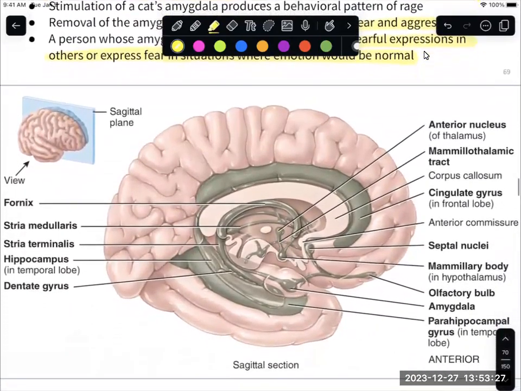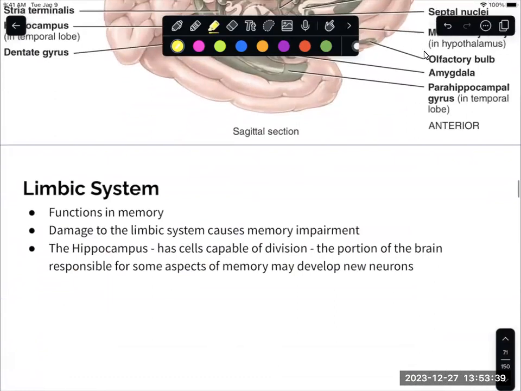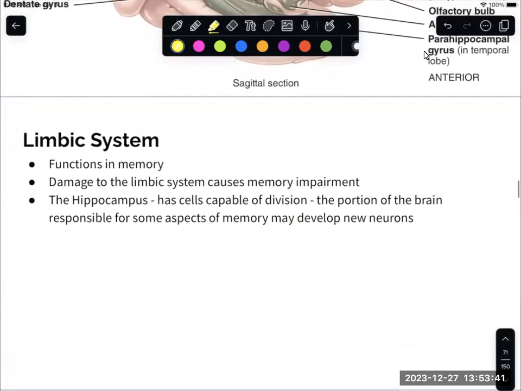So all of this in green here make up all of the different parts of this limbic system. There's a lot of different areas that play into this emotional brain. So besides processing and displaying emotions, it plays a role in your memories.